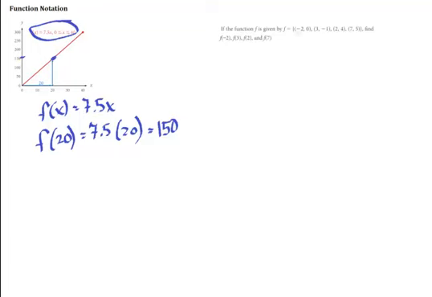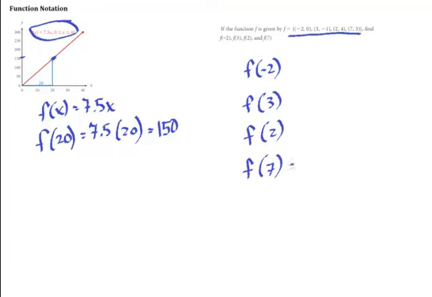Let's look at this. Sometimes you're given a function and it's in terms of a set of ordered pairs. So here they want me to find f of negative 2, f of 3, f of 2, and f of 7. So let's see what those answers are. When x is negative 2, right here, y is 0. When x is 3, y is negative 1. When x is 2, y is 4. And when x is 7, y is 5.